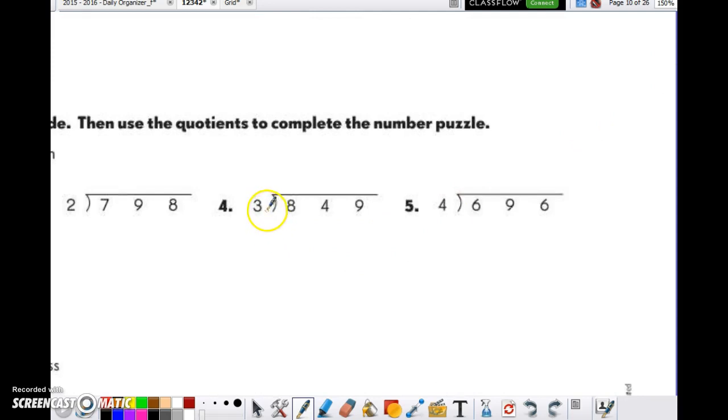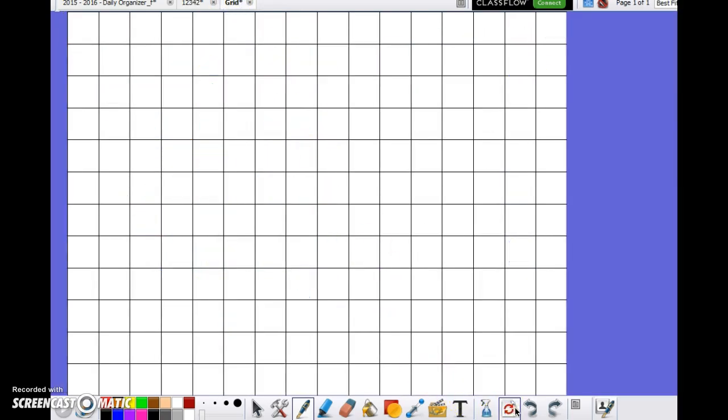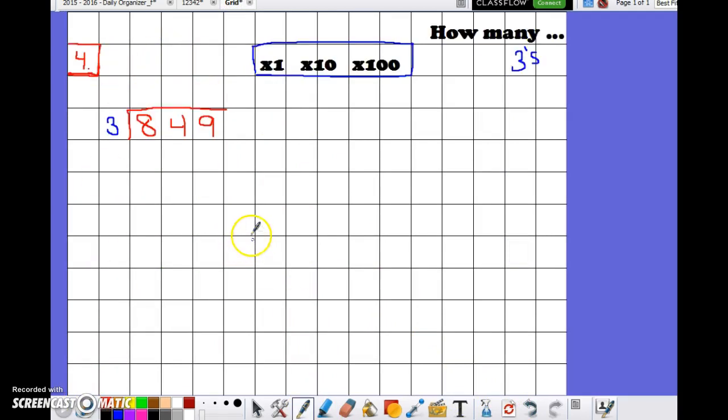Let's try another one. How about number 4? 849 divided by 3. First, I'm going to clear my board. So now that I've set up my grid, I can see that I am dividing 849 by the divisor 3. So I'm going to ask myself, how many 3's are in 849? I need to separate my board to get things started.